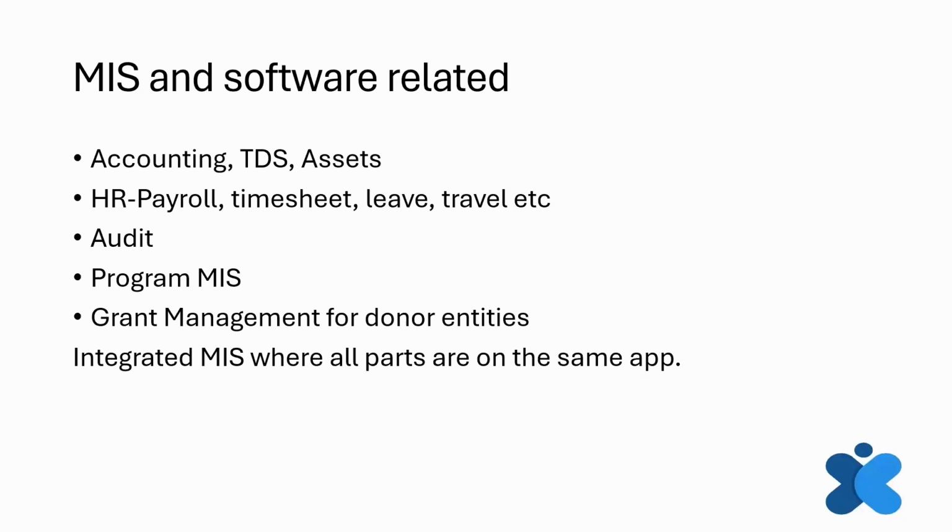Now, the next point is relating to MIS, and this is something that donors look at. What is the level of automation in your organization? Automation, as I said, doesn't always have a lot of cost. Again, it is a matter of your wanting to automate. So in accounting, in TDS, for assets, you can have standard software. You can have standard or customized software for HR.